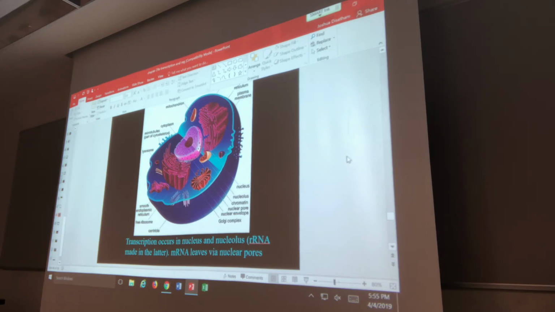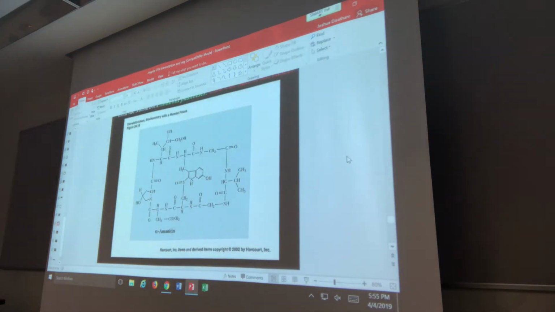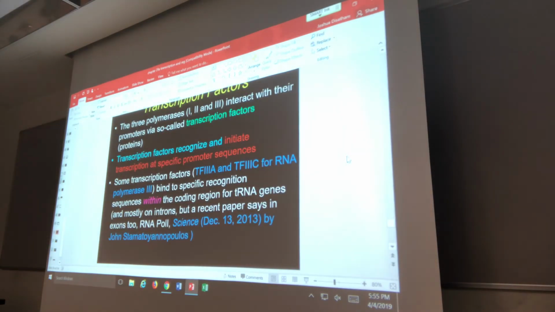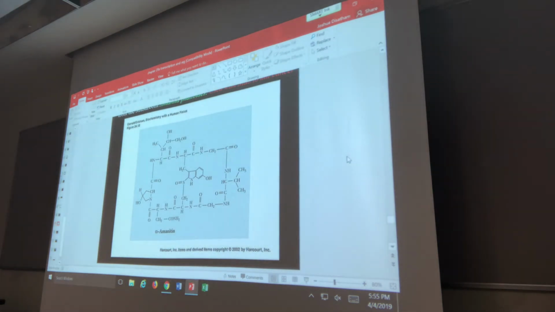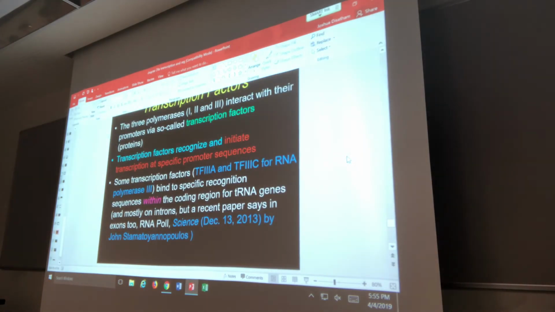Who cares about that in an undergraduate class, so I'll move along. Let's see, what else do we have here? Yeah, remember this? This was that compound from a mushroom that specifically inhibited RNA polymerase 2. Here's a picture. I've never seen this picture on the exam, so I'm going to move past it.